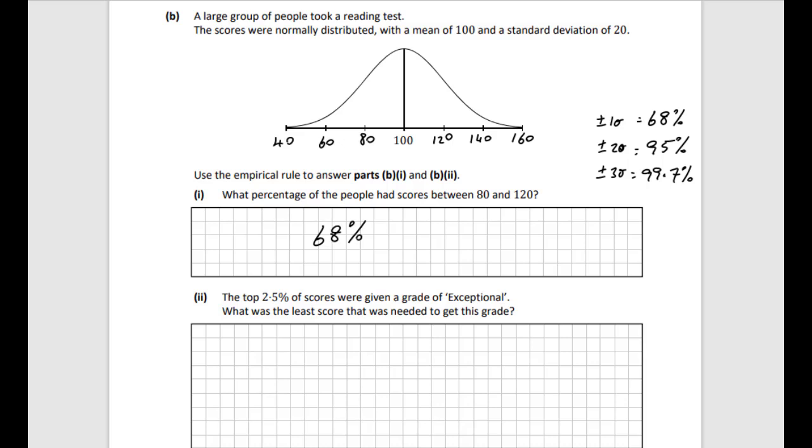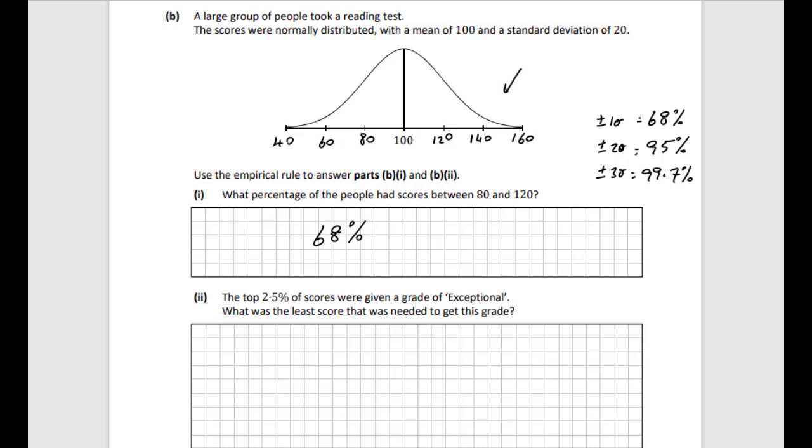68%. Okay, so let's look at the second one then. The top 2.5% of scores were given as a grade of exceptional. What was the least score that was needed to get this grade? Okay, so you're looking at 2.5%, 2.5% on one side only.